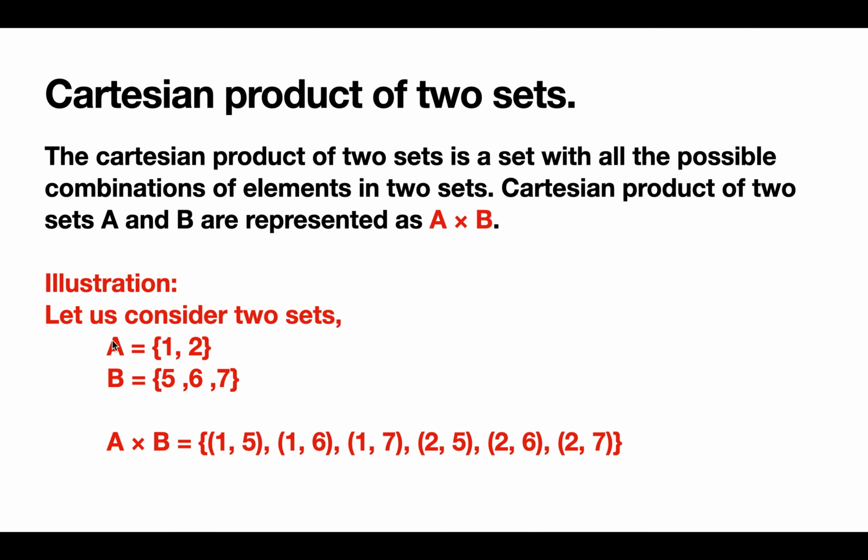Now I'm taking the A cross B, which is the Cartesian product of A and B. From this we can see that it has all the possible pairs or all the possible combinations of elements between A and B. You can see that 1 is related to 5, 1 is related to 6, 1 is related to 7, and 2 is related to 5, 2 is related to 6 and 2 is related to 7. You can see that A cross B is equal to {(1,5), (1,6), (1,7), (2,5), (2,6), (2,7)}. From this you might have got a good understanding of what the Cartesian product of two sets is. It's nothing but all the possible combinations of elements in two sets.